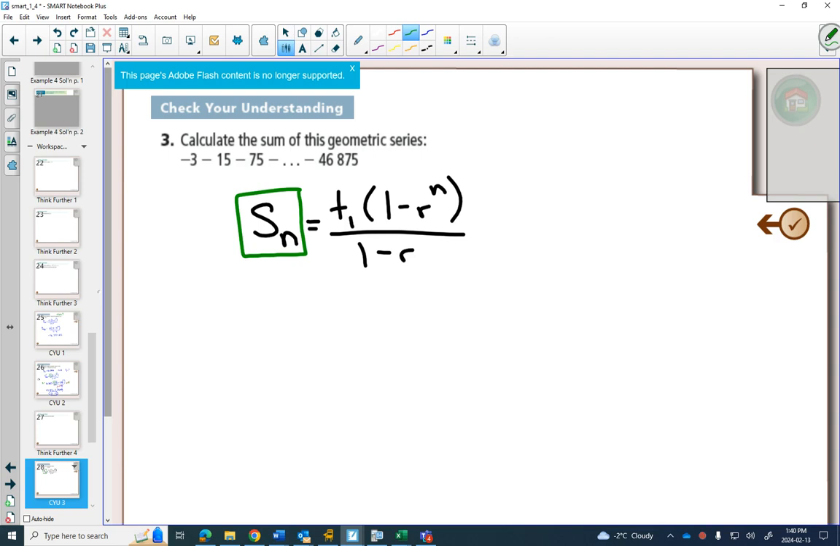Okay? Do I know term 1? Let's do a list. Do I know term 1? Yes. Term 1 is negative 3. Do I know r? Yes. What am I multiplying by? 5. Because it goes negative 3, then negative 15, then negative 75. Do I know n? No. This is a problem.